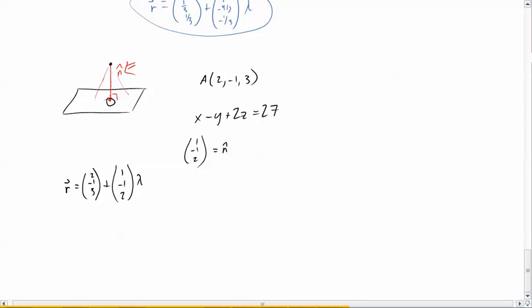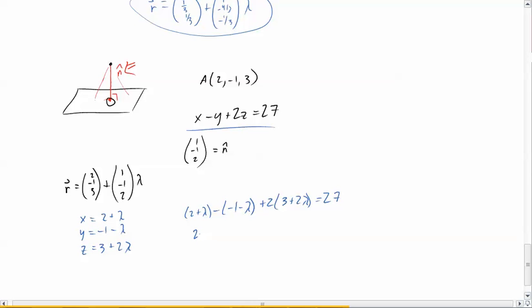Now, we've done that before, right? We found the point of intersection. And how did we do that? Well, we took this line and we wrote it as parameters. We said x equals 2 plus lambda. We said y equals negative 1 minus lambda. And we said z was 3 plus 2 lambda. And then we put all those straight into the equation for the plane. And we go 2 plus lambda, minus negative 1 minus lambda, and then plus 2 times 3 plus 2 lambda. And that all equals 27.